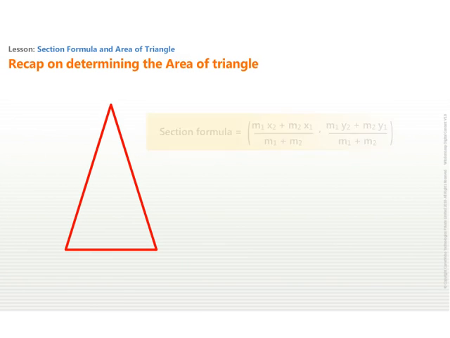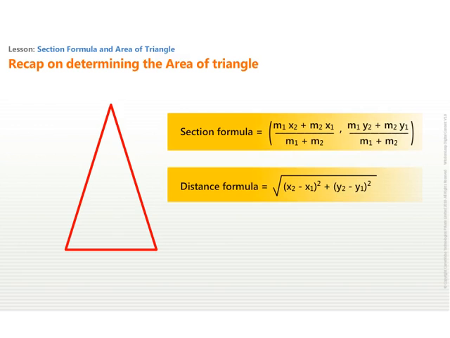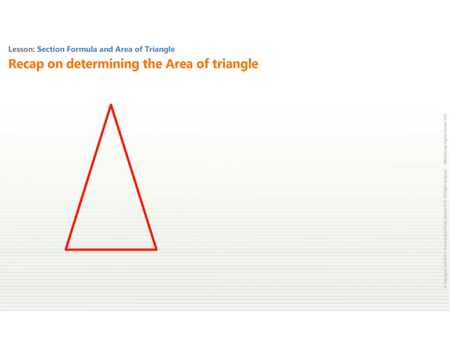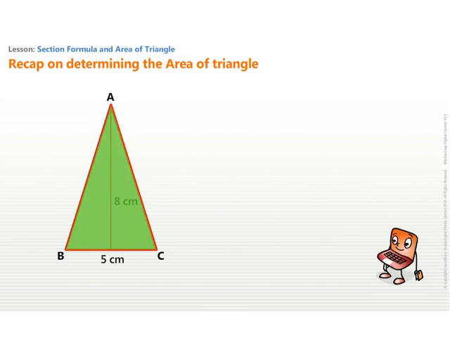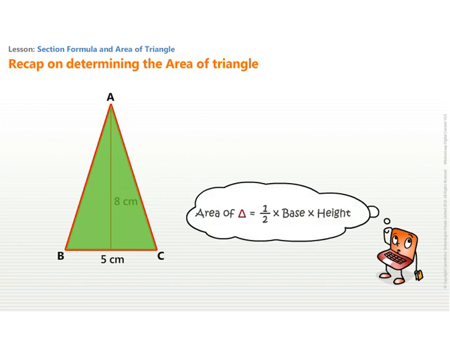Now, let us apply section formula and distance formula that we learned to determine area of triangle. We have learned to determine area of triangle in our earlier classes. Now, let us do a quick recap on this. Suppose ABC is a triangle with base equal to 5 centimeters and altitude equaling 8 centimeters, then what is its area? When base and altitude are given, area of triangle can be found using the basic formula that area of triangle is equal to half into base into height.